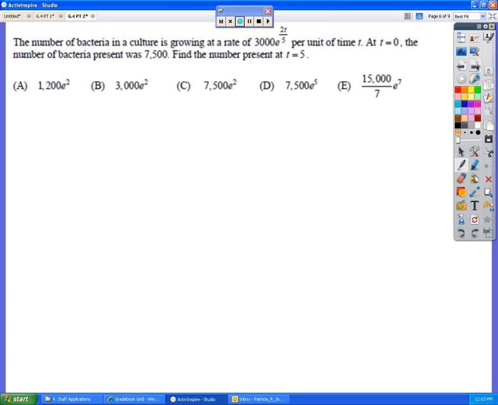There they are. The number of bacteria in a culture is growing at a rate of 3,000 e to the 2t over 5 per unit of time. So the rate is equal to 3,000 e to the 2t over 5. At time equal to 0, the initial amount was 7,500. Find the number present at t equal to 5. So let's hope that I do this correctly.